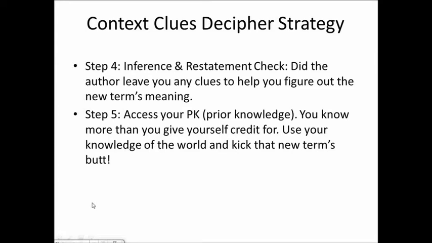Steps 4 and 5 are inference and restatement check, and accessing your prior knowledge. Inference and restatement check: did the author leave you any clues? And then step 5, access your PK. You know more than you give yourself credit for. Use your knowledge of the world and kick that new term's butt.